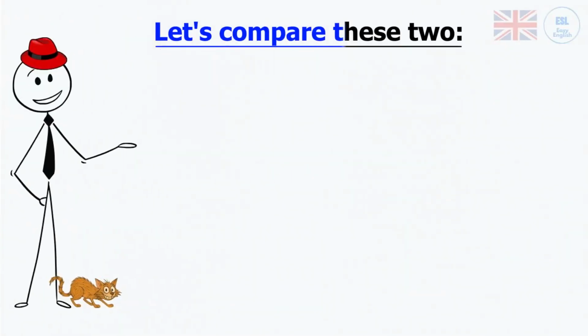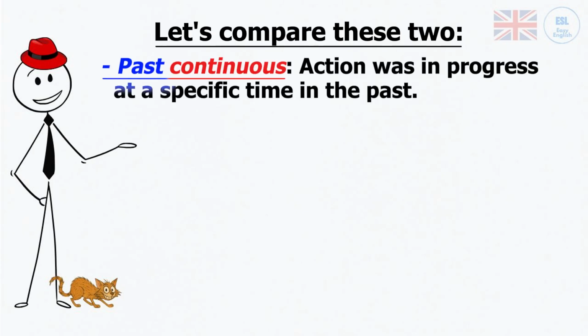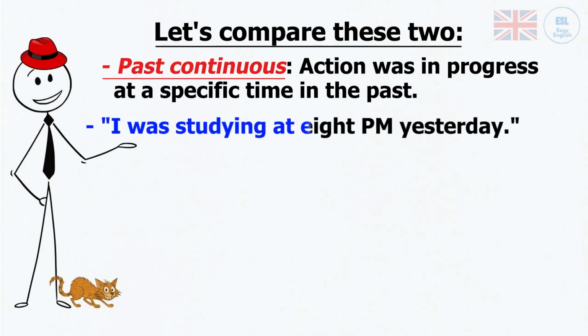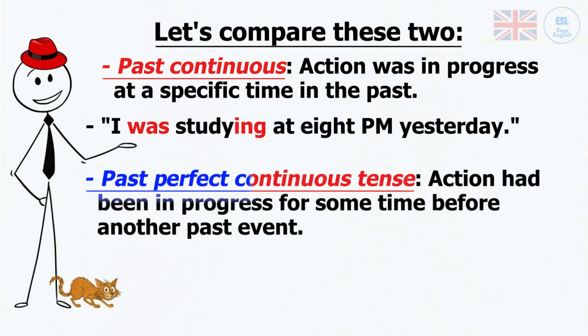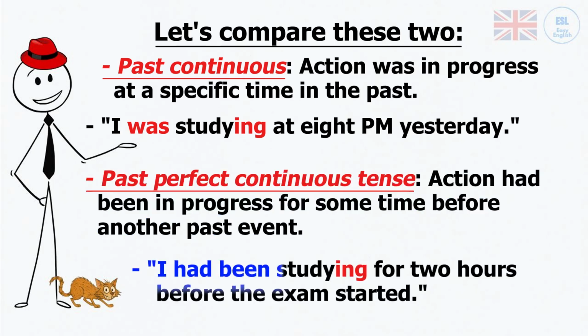Let's compare these two. Past continuous: action was in progress at a specific time in the past. I was studying at 8 p.m. yesterday. Past perfect continuous tense: action had been in progress for some time before another past event. I had been studying for 2 hours before the exam started.